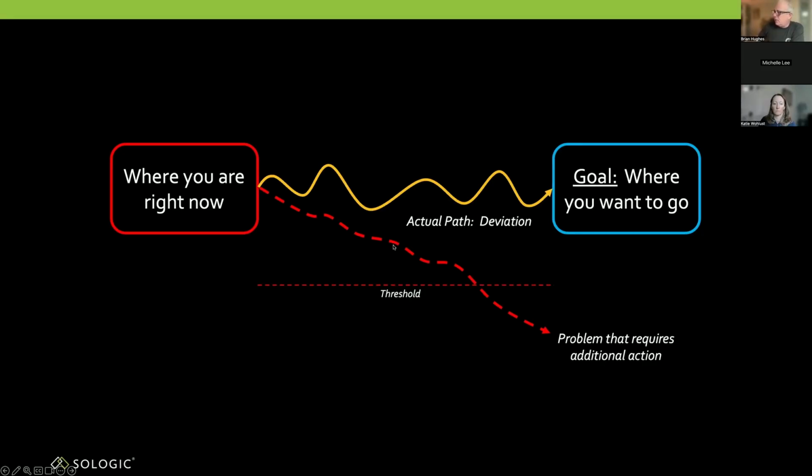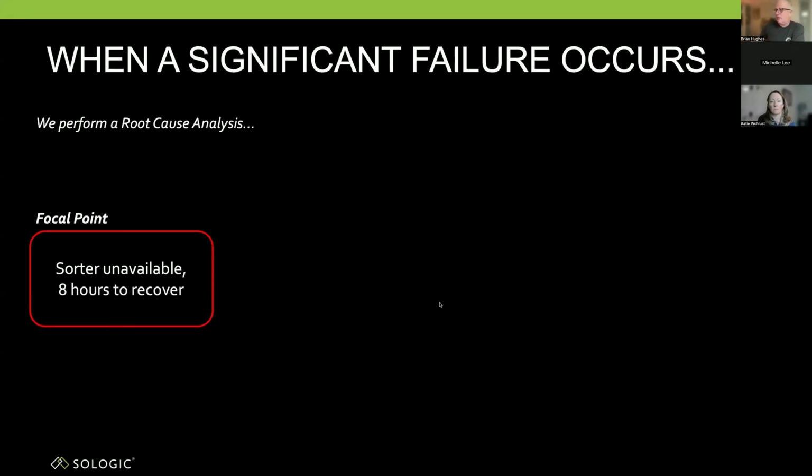But sometimes we go dramatically off path, and by dramatically, I mean we cross some lower threshold for what we consider to be acceptable. Then we consider that a problem, and how we respond to it is normally where the root cause analysis kicks in.